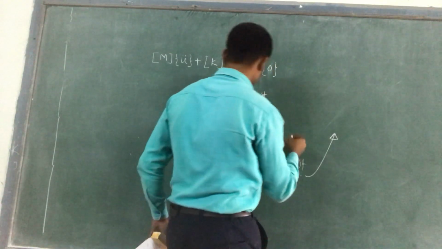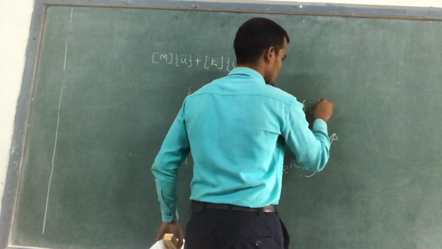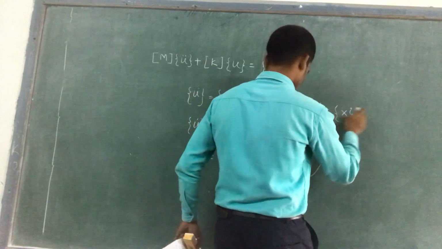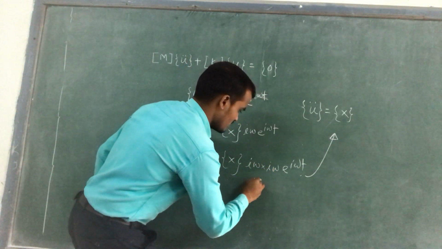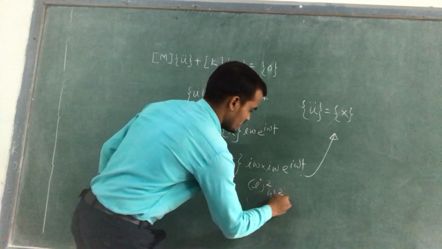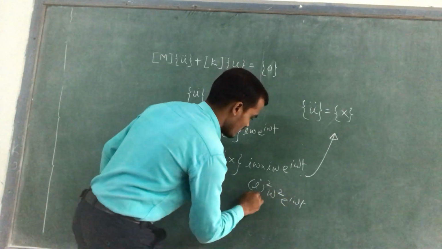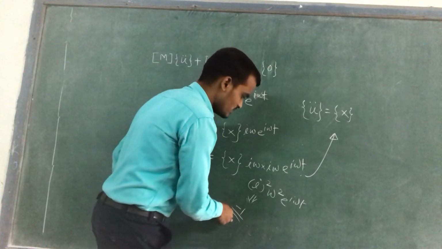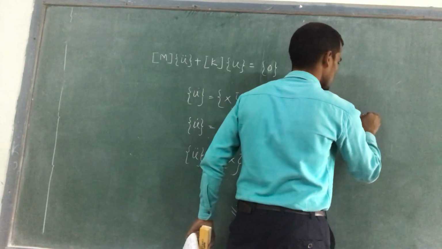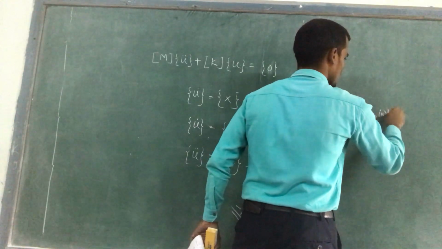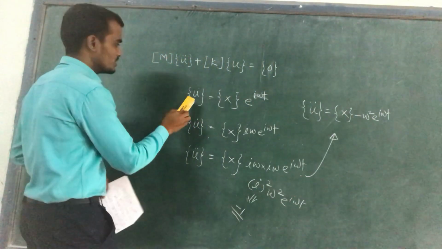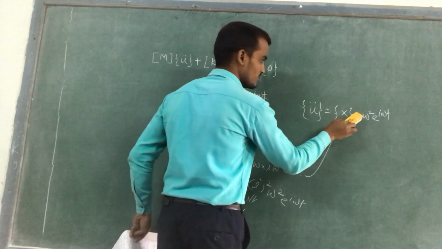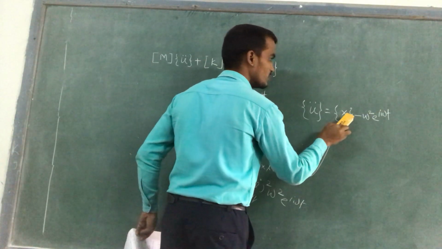So u double dot will become equal to x times i squared into omega squared into e raised to power i omega t, where i squared is nothing but minus 1. So minus 1 into omega squared is minus omega squared e raised to power i omega t. So put u equal to x e raised to power i omega t, and u double dot equal to x into minus omega squared e raised to power i omega t, into this equation.